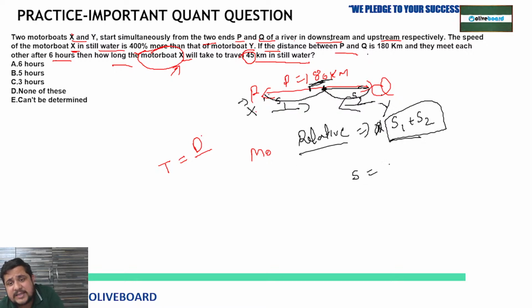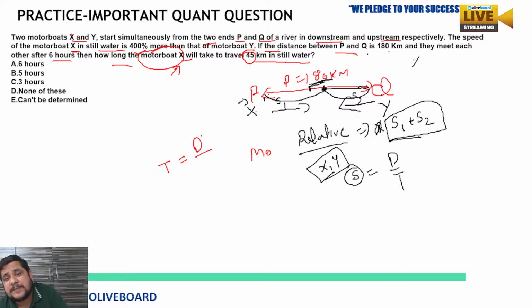So speed is equal to distance upon time, that we know. So they are covering, right? They are meeting each other after 6 hours. So the relative speed of X and Y. So first of all, the speed of X, that is S1 for us. So S1 is equal to, they are moving in downstream or not? So you will say yes, they are moving in downstream.